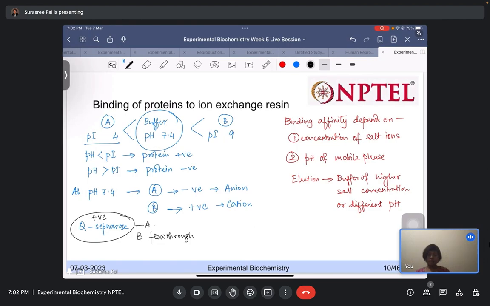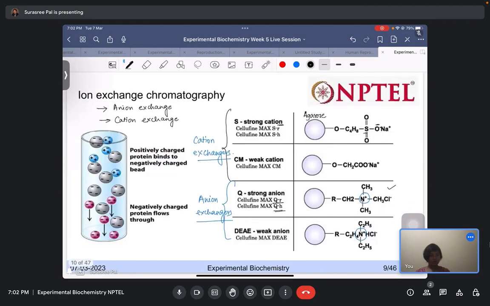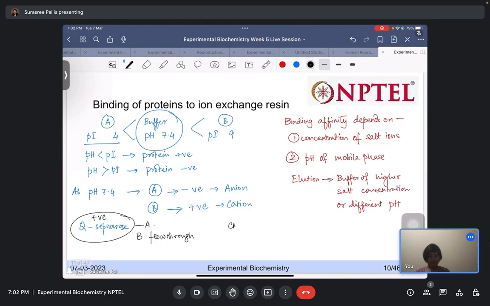Now if we use another matrix, suppose carboxymethyl cellulose, CM cellulose, which is a negatively charged matrix, then in this negatively charged matrix the positively charged protein will bind, which is protein B, and protein A will come in the flow through.